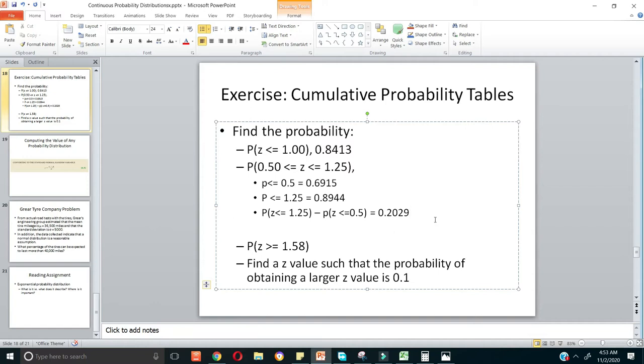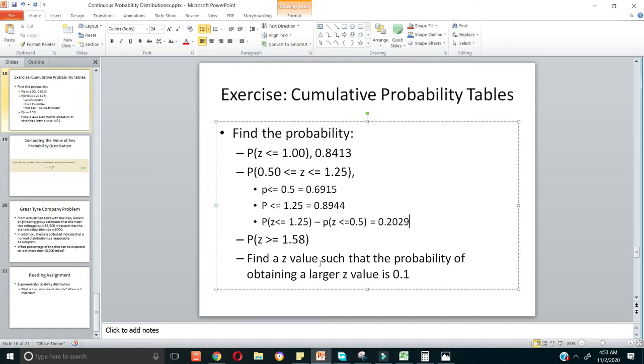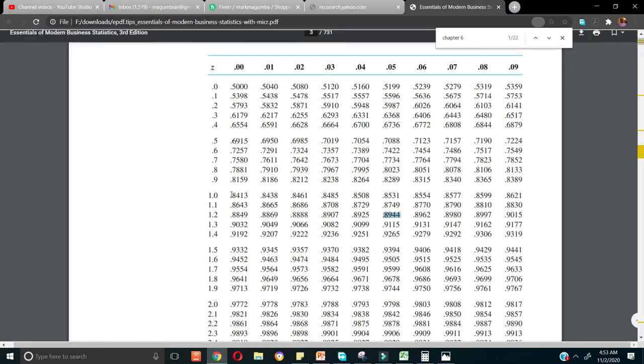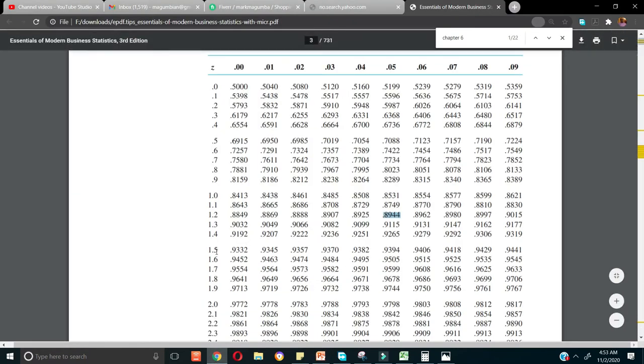So let's see. Then what's going to be the probability that z is greater than or equal to 1.58? It's going to be simply the full probability minus the cumulative probability, so 1 minus probability z less than or equal to 1.58. So the cumulative probability 1.5 is here, 0.08 is there. So for 1.58, the intersection point is 0.9429.